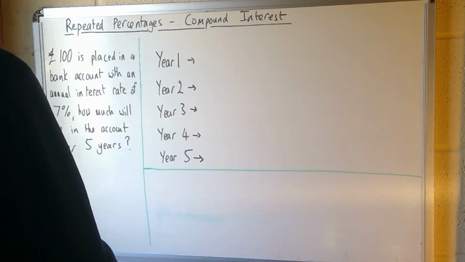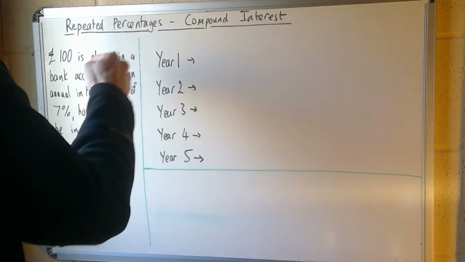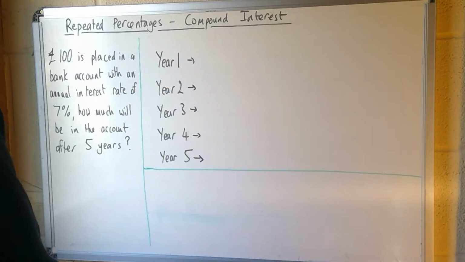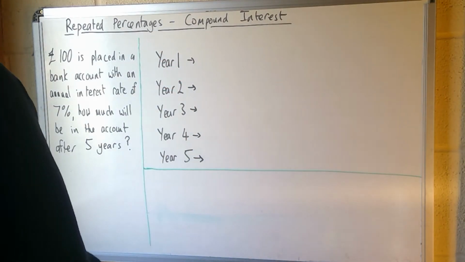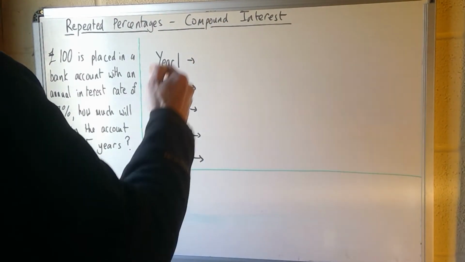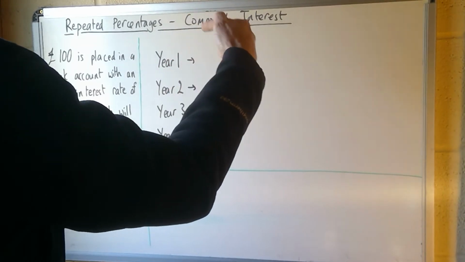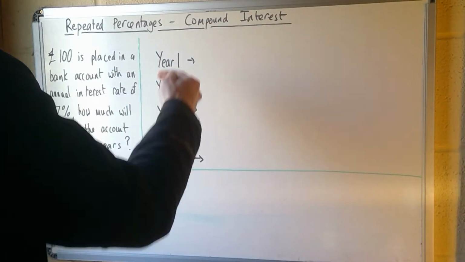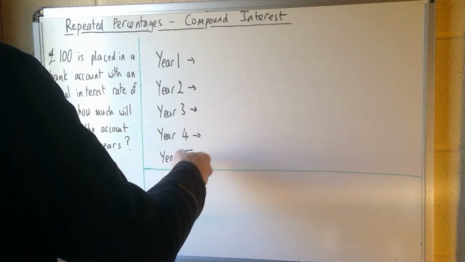Simple interest will be just working out 7% and then adding it on 5 times. That's what we call simple interest, but this is compound interest, and that means that each year's amount is built onto the next year. So we have to take it year by year.